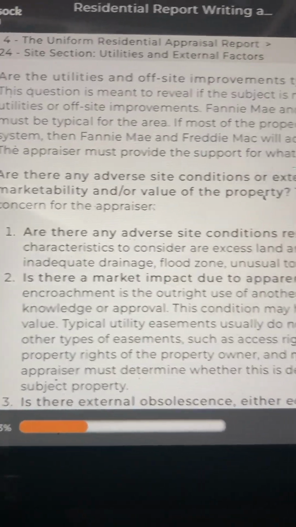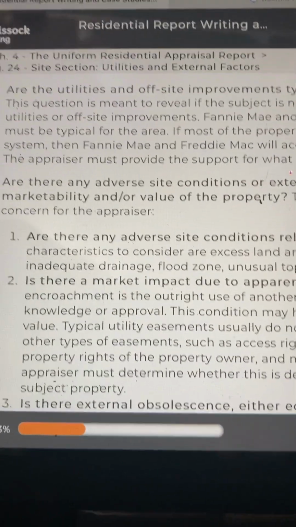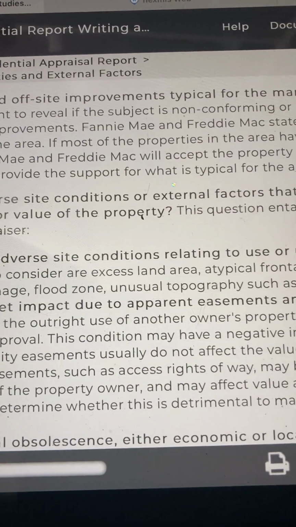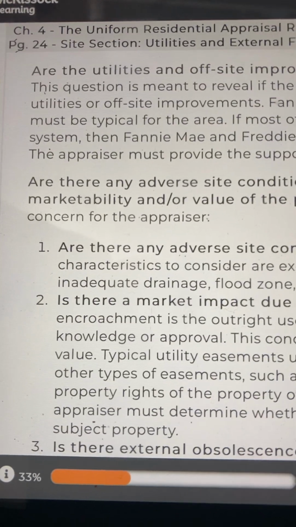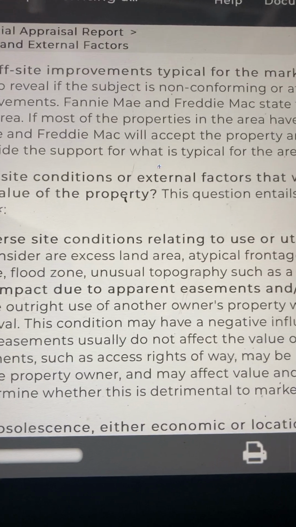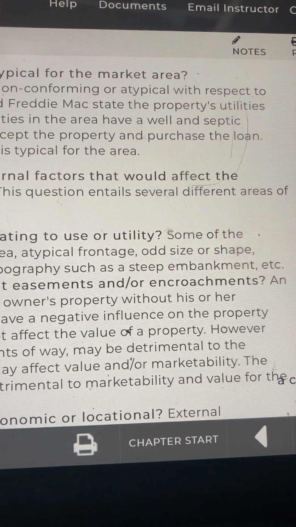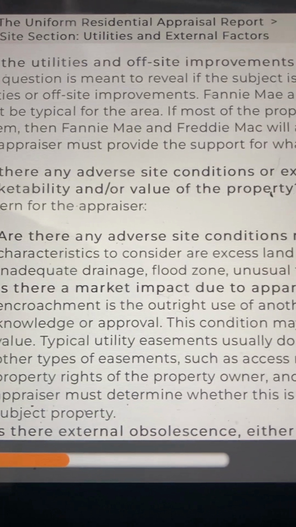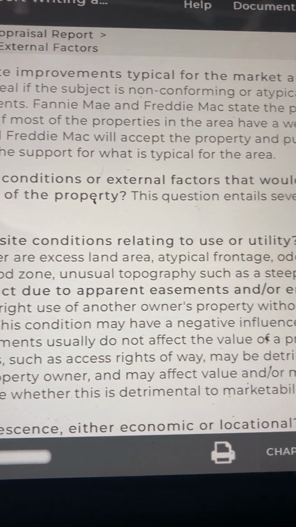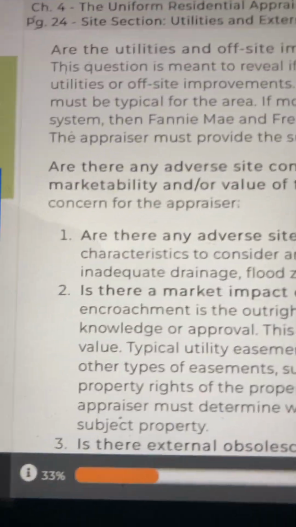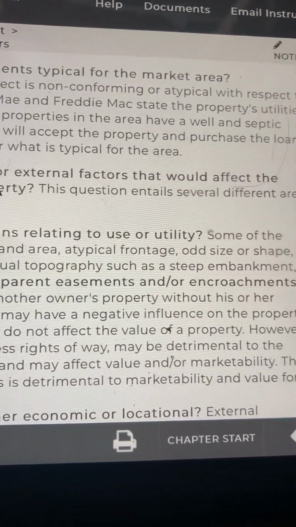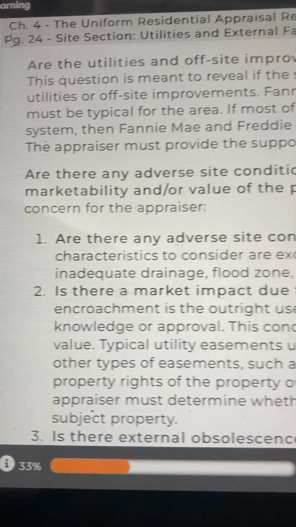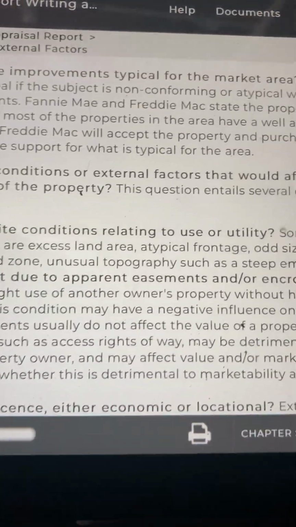Are the utilities and off-site improvements typical for the market area? This question is meant to reveal if the subject is non-conforming or atypical with respect to utilities or off-site improvements. Fannie Mae and Freddie Mac state the property's utilities must be typical for the area. If most of the properties in the area have a well and septic system, then Fannie Mae and Freddie Mac will accept the property and purchase the loan. The appraiser must provide the support for what is typical for the area.